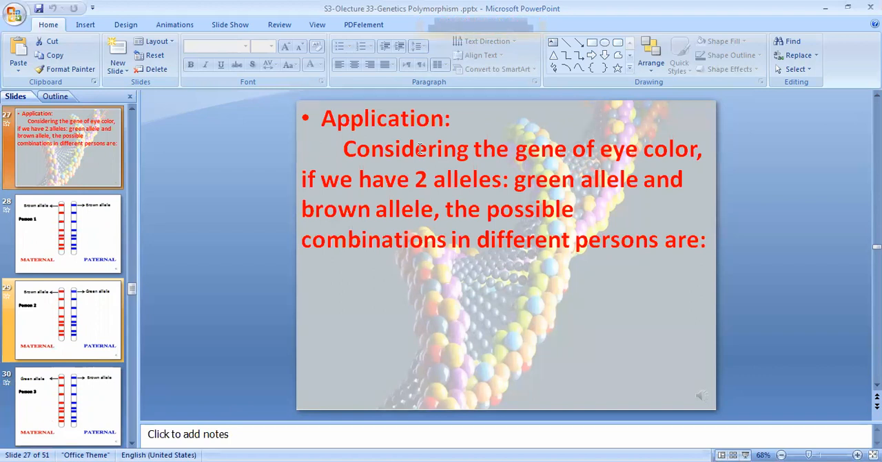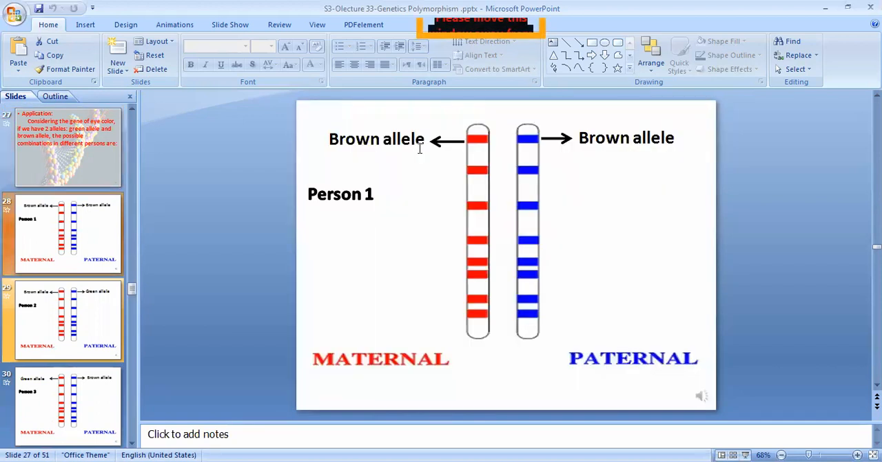If you have two alleles, a green allele and a brown allele, what are the possible combinations in different persons? The possible combinations: in person one, brown and brown, so brown from the maternal and brown from the paternal. So they are said to be identical homologous since they carry the same gene and the same allele. In person two, the maternal is brown and the paternal is green. So they are homologous, not identical.